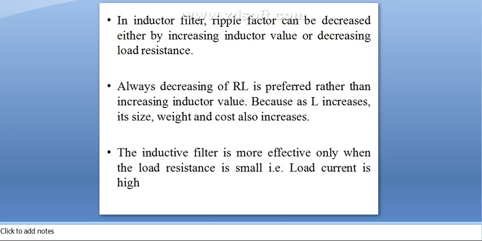Here decreasing the load resistance is preferred rather than increasing the inductor value, because as the inductor value increases, the size of the inductor is large, and weight and cost also increase. So the inductor filter is more effective only when the load resistance is small.